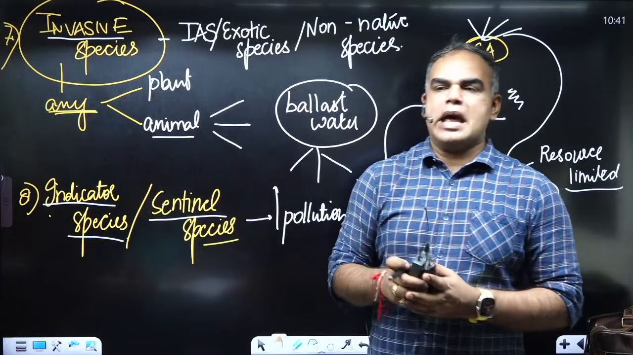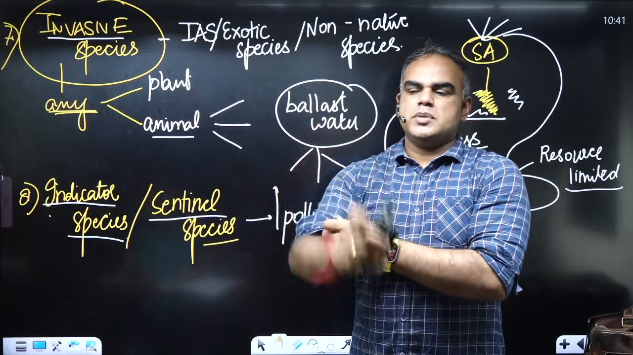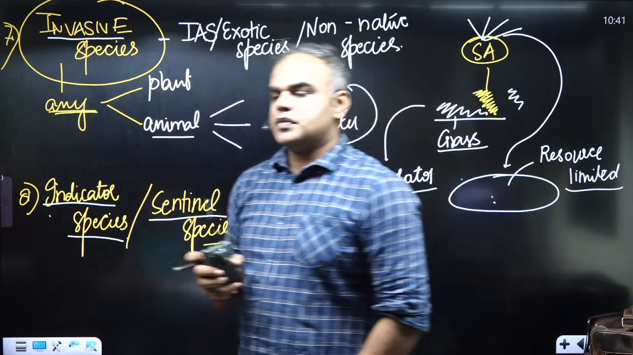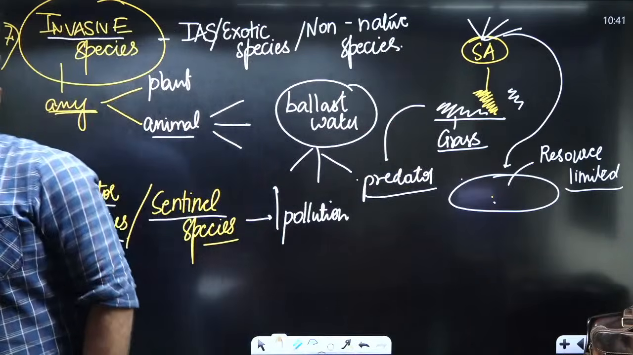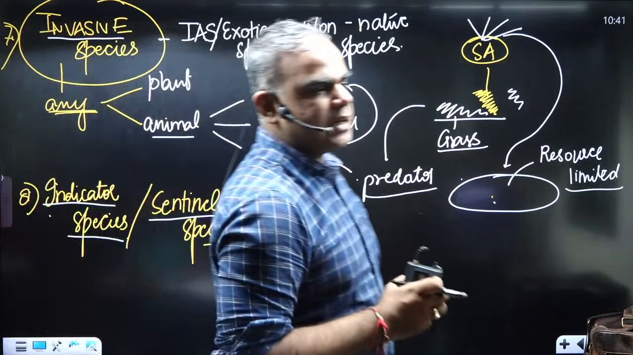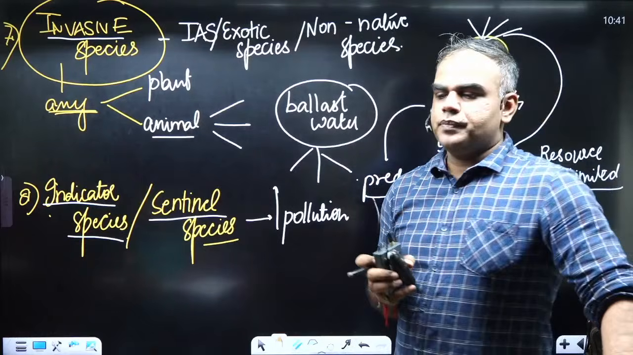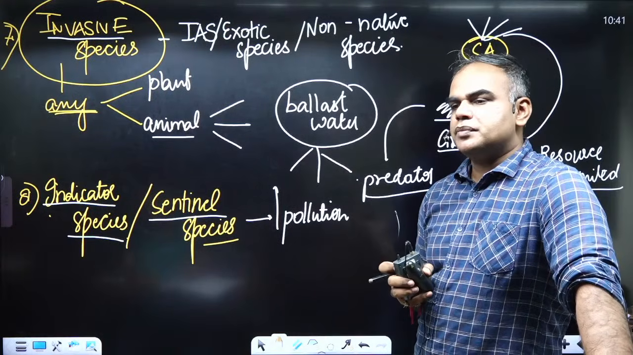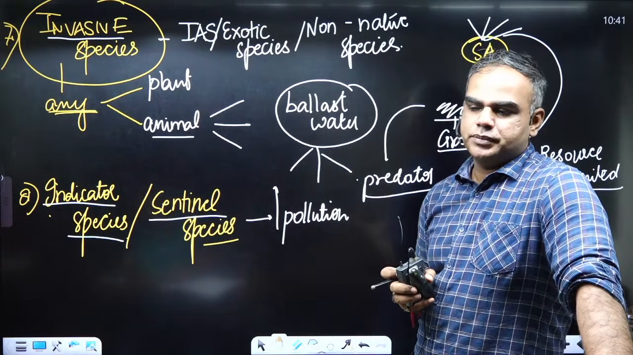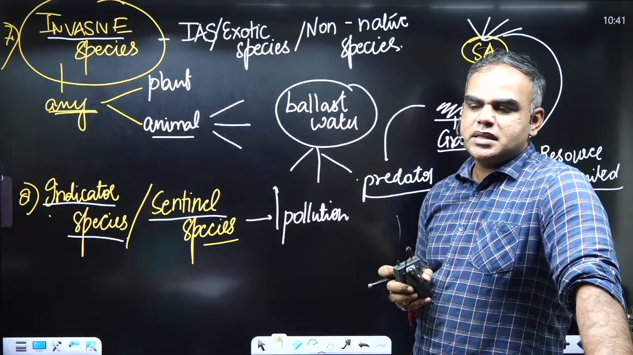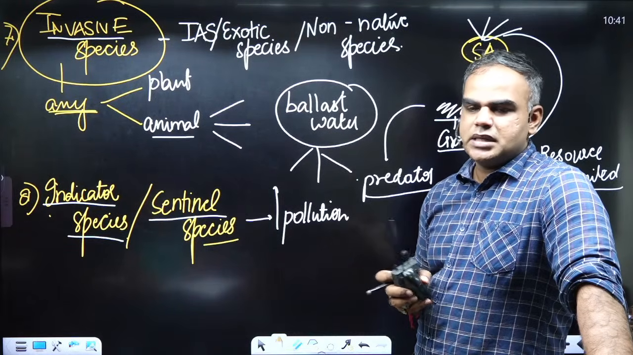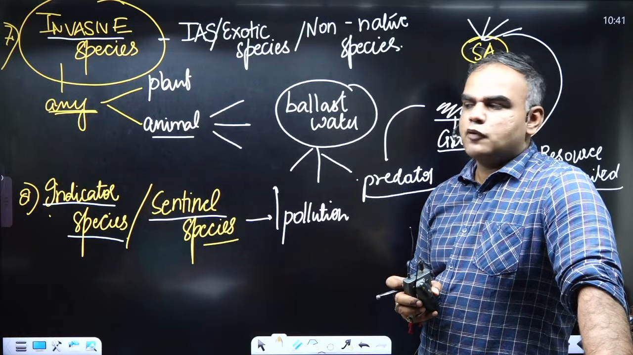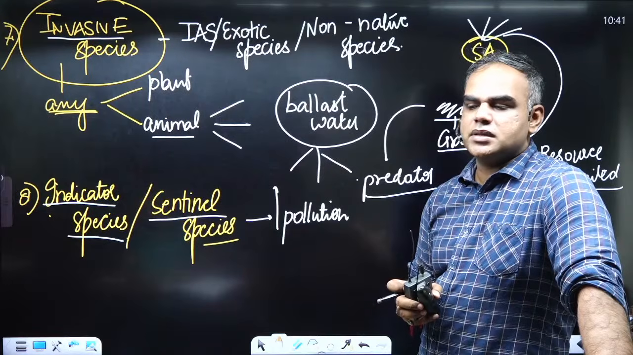These species are indicators of the health of an ecosystem. Okay. With an example, this will become very clear. First write water. In water, one of the best examples is the river dolphins. The health of water you get to understand from the river dolphins.